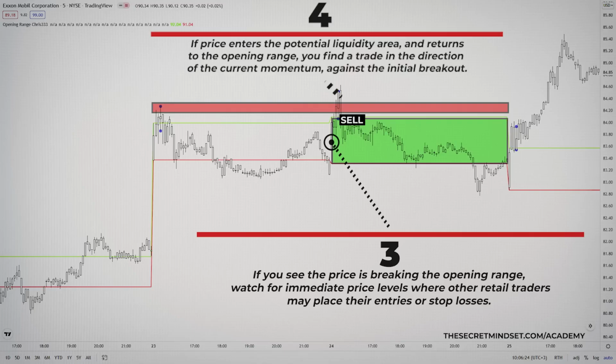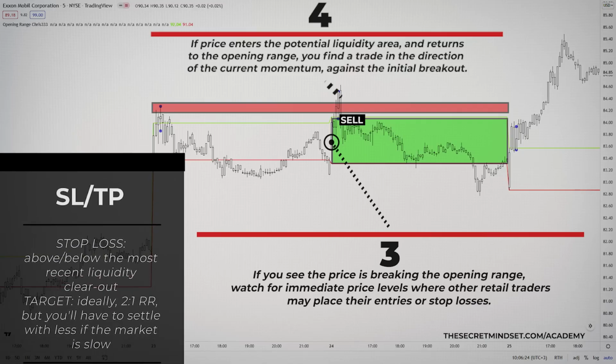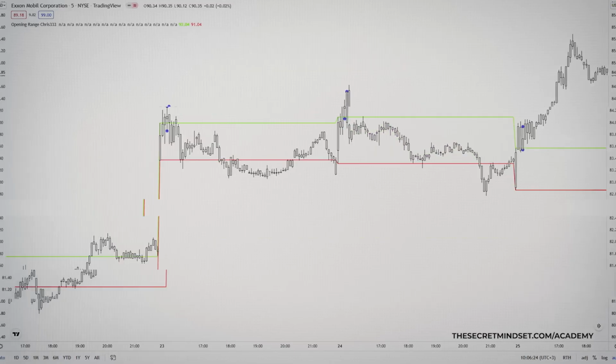Regarding stops and take profits, I'm still trying to find the proper location. Obviously, a good level to place your stop would be above or below the most recent liquidity clearout, and 2 times the risk is a good level to target. But in some cases, if you don't want to hold a position overnight, you'll have to settle with less. Always remember that fading the breakout is a short-term strategy, so don't expect a home run while taking such a trade.